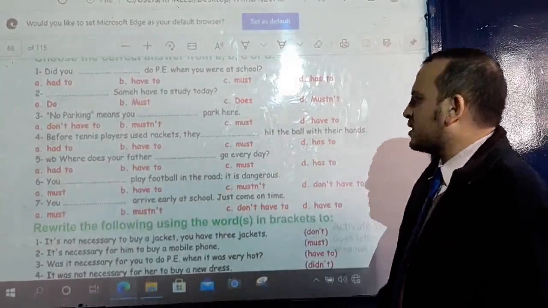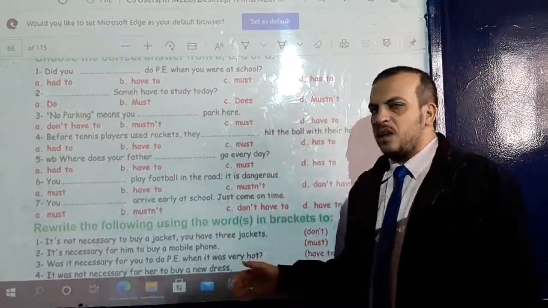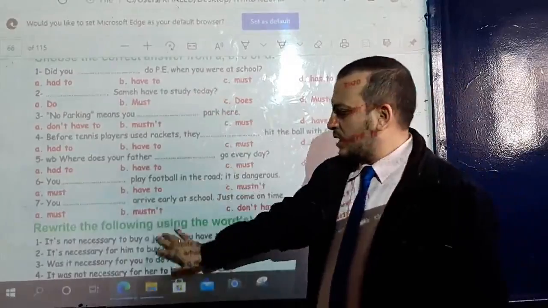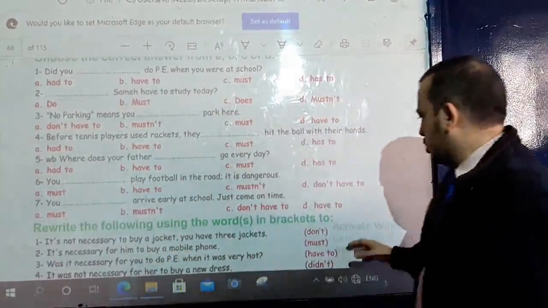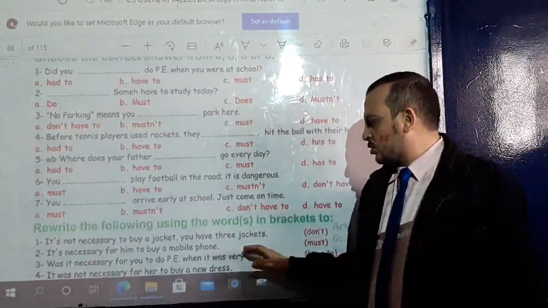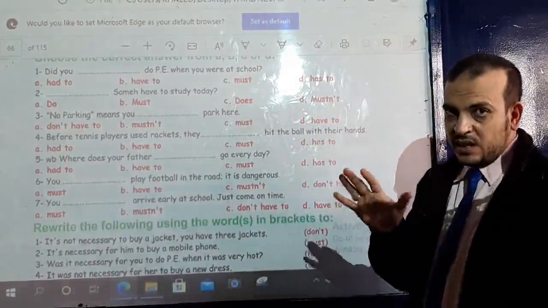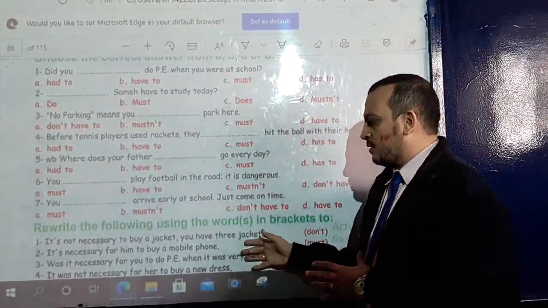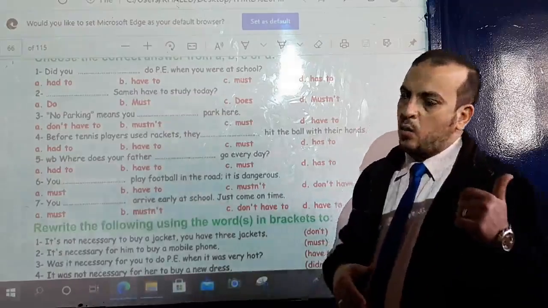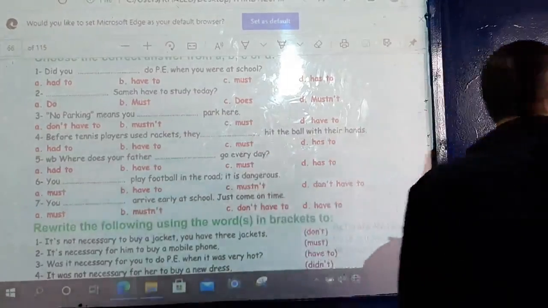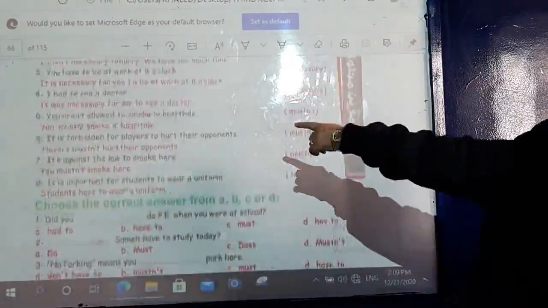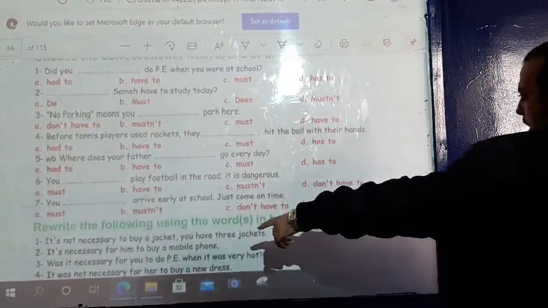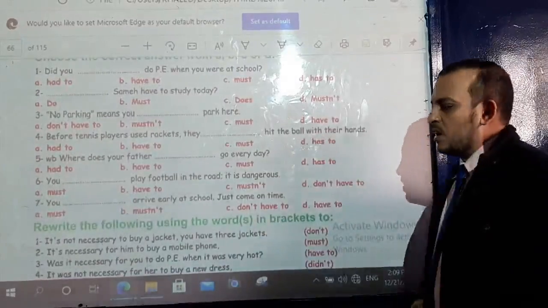Just come on time. These exercises are like the previous ones. Use these words, change the sentence, but try to keep the same meaning. It's easy now, so try to answer these questions on your own.